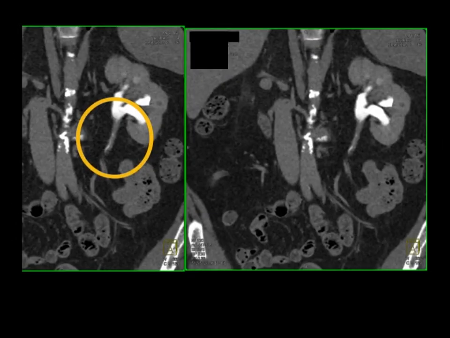Or maybe it's just simply a UPJ. Do I need to do anything? Do I need to do a retrograde? Do I need to do other findings? What exactly should I do? Well, when you look at the reconstructions along the plane of the ureter, you see the soft tissue thickening, you see the infiltration. This was a transitional cell carcinoma.